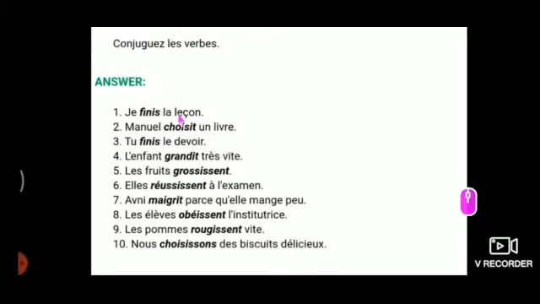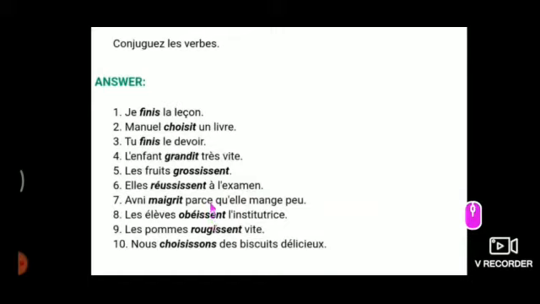Je finis la leçon. Manuel choisit un livre. Tu finis le devoir. L'enfant grandit très vite. Les fruits grossissent. Elle réussit à l'examen.